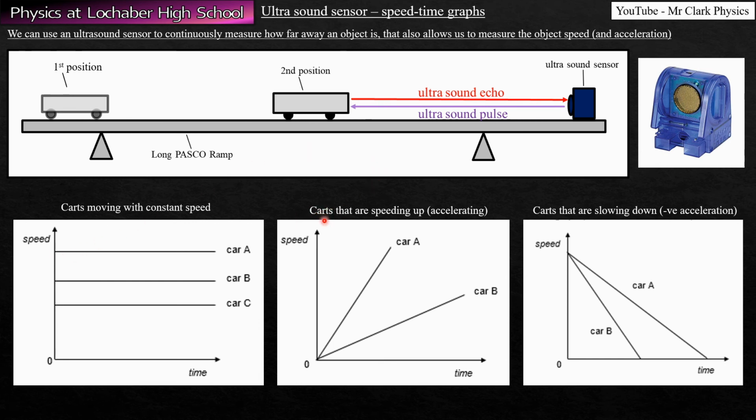In this second graph, we have plots that show cars that are speeding up. To begin with, both of them start at speed 0, and car B will get faster and faster and faster as time goes on. The speed value is getting bigger. But car A is going to do the same, get faster and faster and faster, but it's going to gain speed much faster than car B. We would say that car A has the higher rate of acceleration.